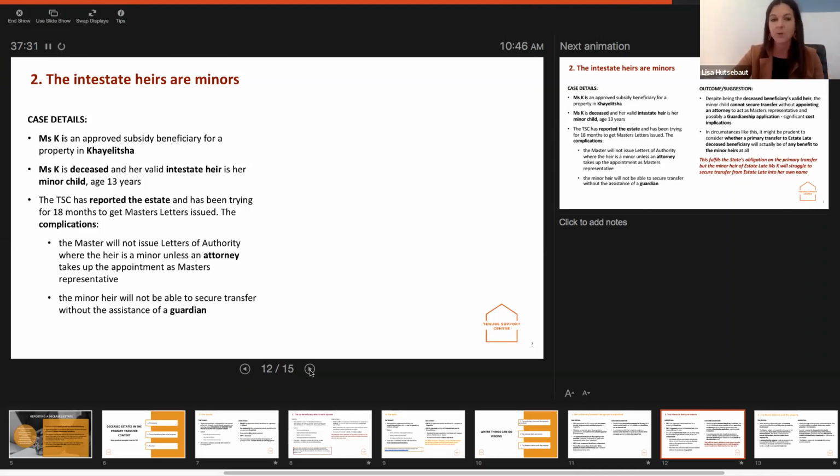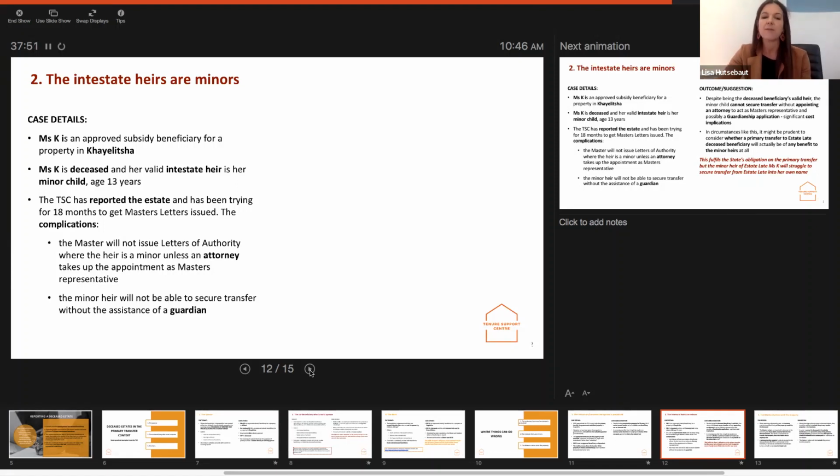I'm not an estate lawyer by background, so a lot of the things that we try through the master's office are really just, well, let's try it and see what happens. The master didn't like the way we reported it, and they've actually now insisted that I, as an attorney, be appointed as the master's representative, which is fine.